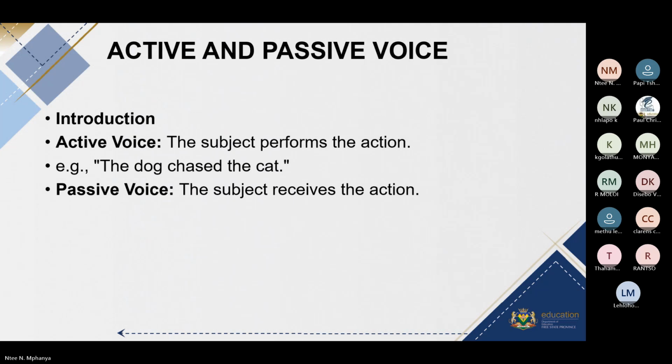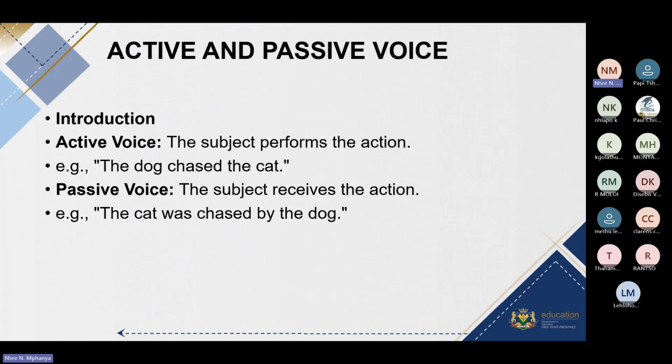Now, if you want to change this active voice into passive voice, we have to look at who is the receiver of the action. And in this example, the receiver of the action is the cat, meaning that the cat is our subject. The dog is chasing or chased our subject, which is the cat. So the cat receives the action. Once the cat receives the action, the sentence is now in passive voice.